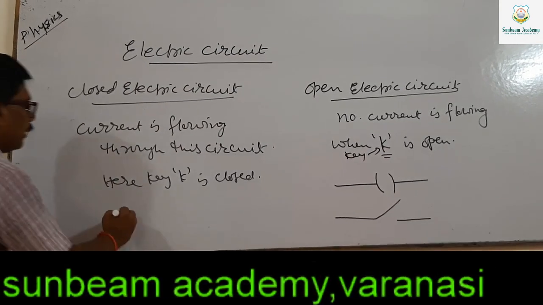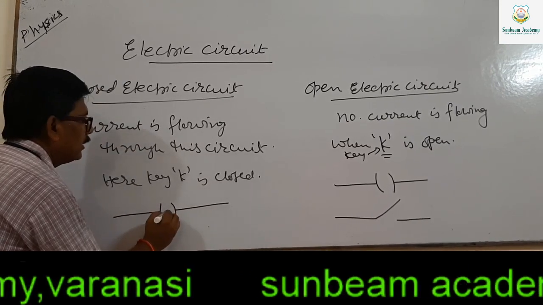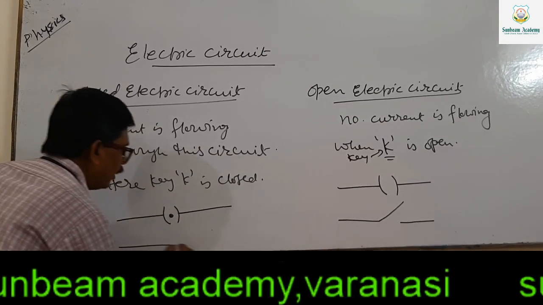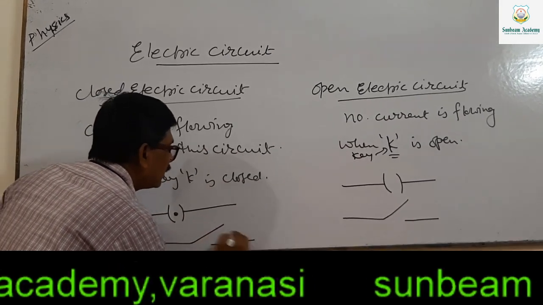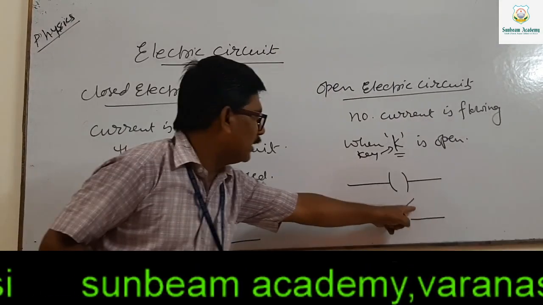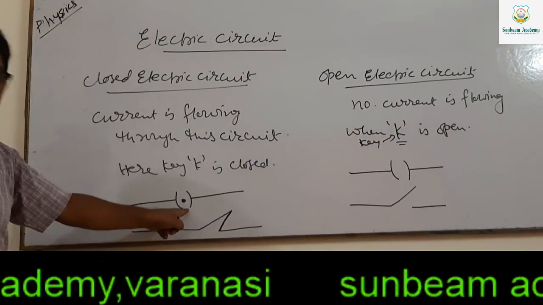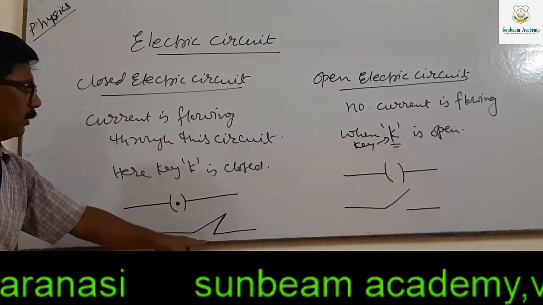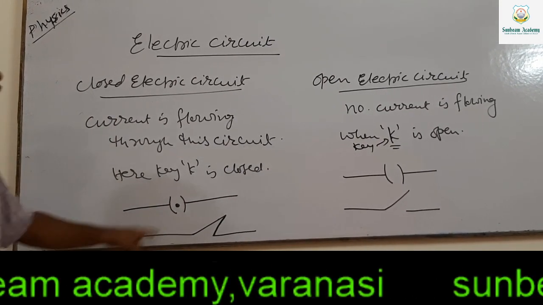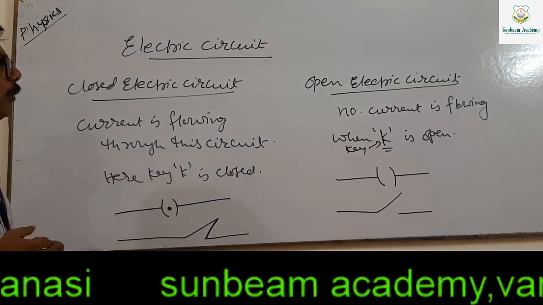And the symbolic representation of a closed circuit is this. What you will see, a dot is mentioned here in a closed circuit. And another way of representing the closed key circuit is this way. What you will see here, this line is not joined, here no dot is here. In the closed case, the dot is given here and the line is joined. So this represents the symbolic representation of a closed electric circuit, and this represents the symbolic representation of an open electric circuit.